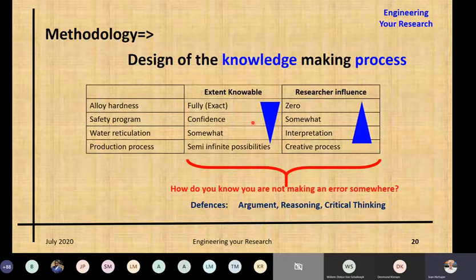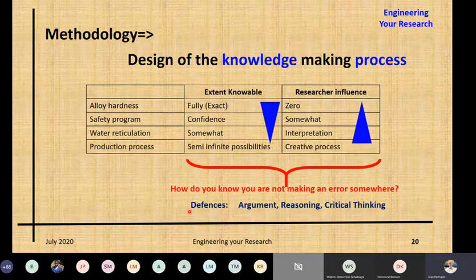And together, these two things just ask to be made. Error is really, really, really a big deal when it comes to the knowledge-making process. And your design of that process needs to eliminate that error, and you need to avoid it and find it and track it down and get rid of it everywhere. And of course, your defenses are argument, reasoning, and critical thinking.